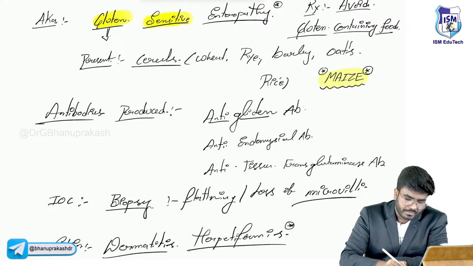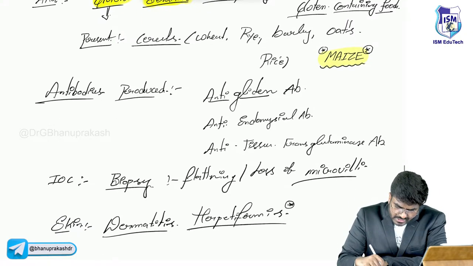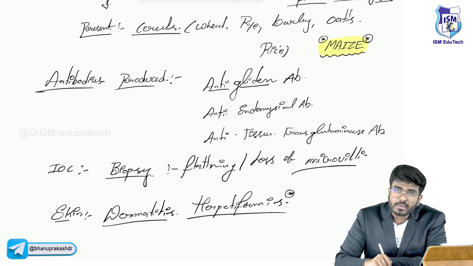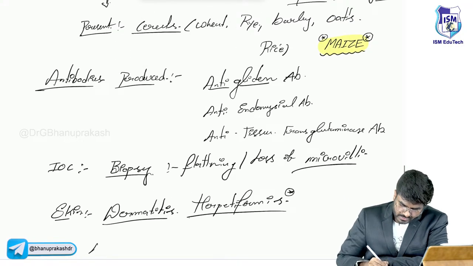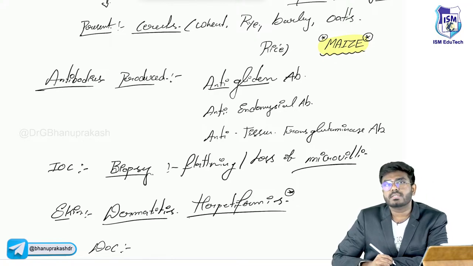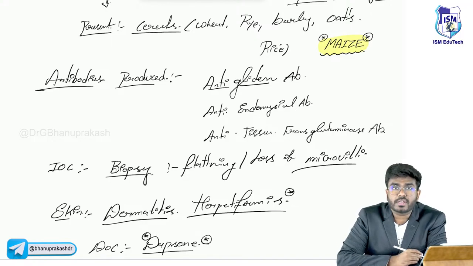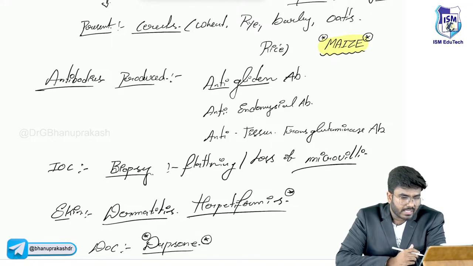That's the MCQ. Next. Sir, what about the skin involvement? Dermatitis herpetiformis. What is the drug of choice for dermatitis herpetiformis? The drug of choice for this condition is Dapsone, a sulfonamide drug. Dapsone is the drug of choice for the treatment of dermatitis herpetiformis.